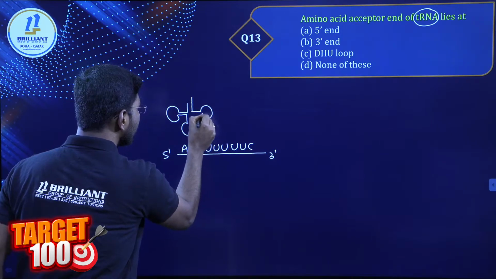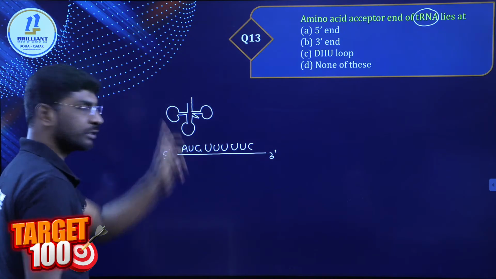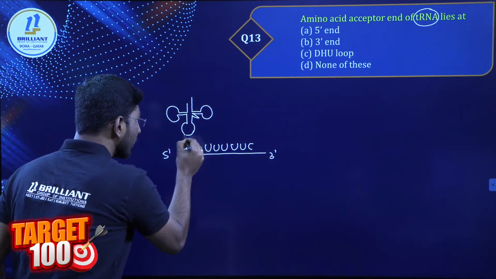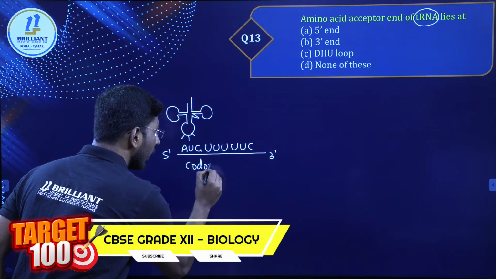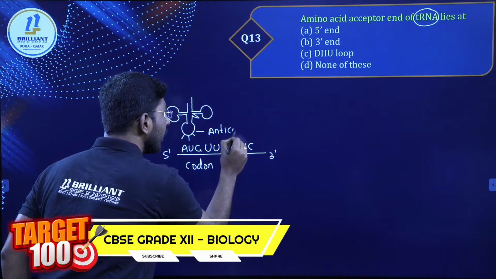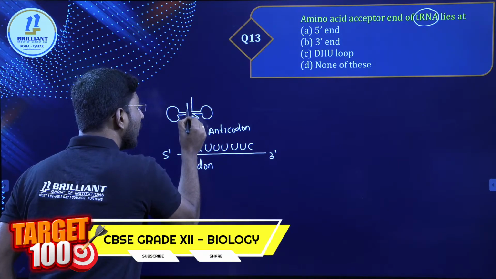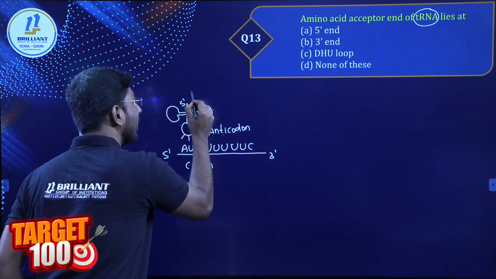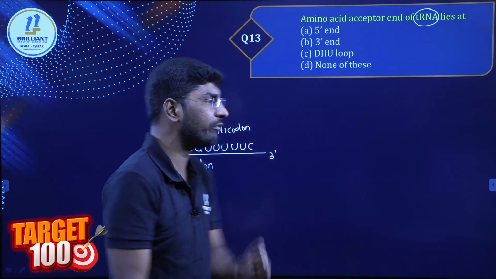tRNA has three loops. The anticodon loop reads the codon. This is called the codon, and this one is called the anticodon. Look here, whatever the small strand is, we can write this as 5 prime, and this is 3 prime. The 3 prime end always has a codon. We can say what?